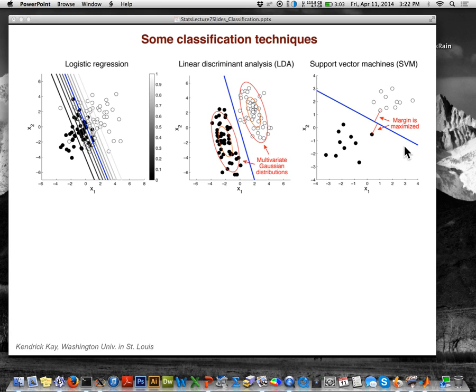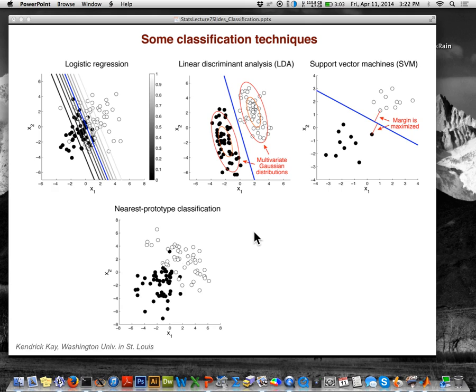Okay, so I guess the next two are slightly different because, actually this next one is linear, so let's go through that one. So nearest prototype classification, kind of a cumbersome name, but it's actually the easiest of all of these. That's why I like it. Easiest and simple. It works well in practice. So here are some data. Again, two classes, X1 and X2.